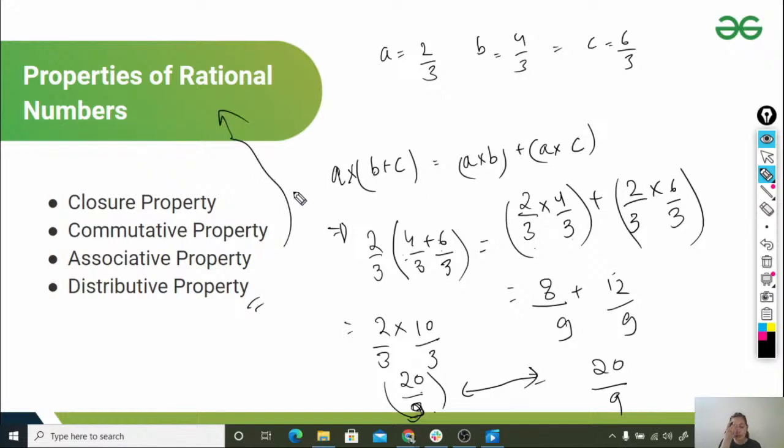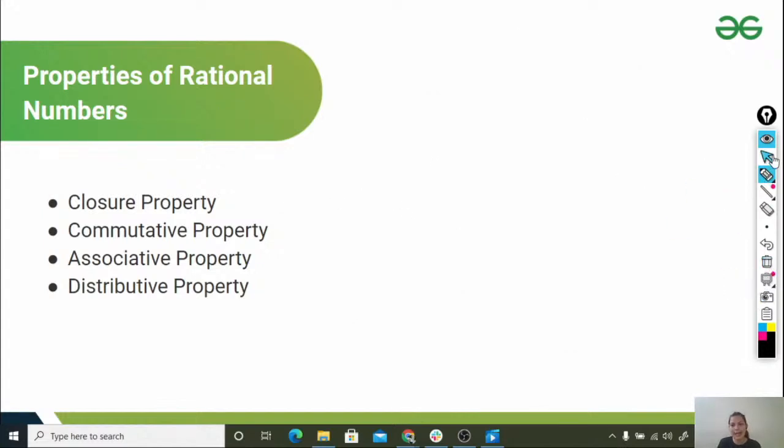So these are the most important properties in rational numbers, and in fact in any of the numbers you study. So I hope you understood these properties. In case of any doubt, any query, any problem, you can tell me in the comment section.